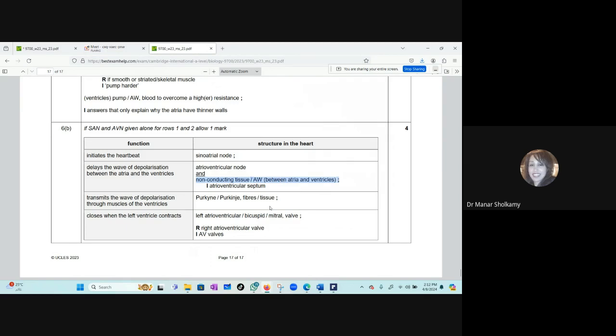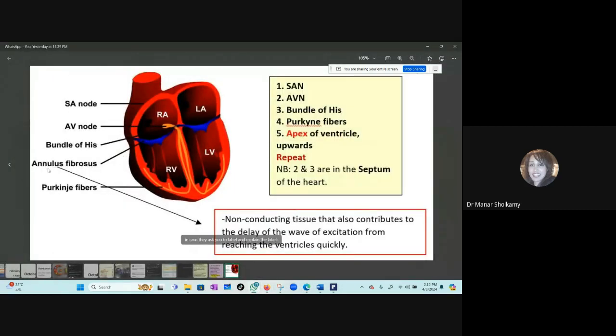This non-conducting tissue is called annulus fibrosus, and it is this labeled blue line. This picture is in your notes, and it is in between the atria and the ventricles. So they both contribute to the delay: the small atrioventricular node, and the annulus fibrosus, which is non-conducting tissue located between the atria and the ventricles. Actually, this was in the old syllabus and it was removed, so I'm just adding it again. Clear?